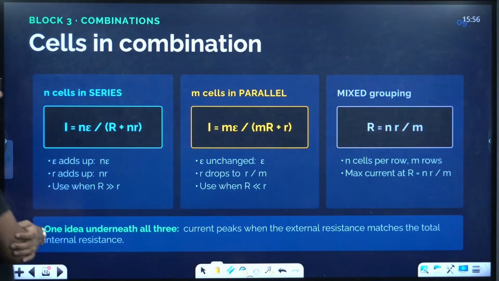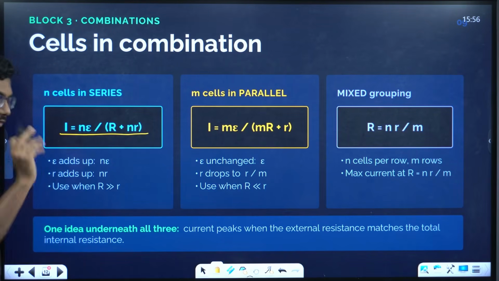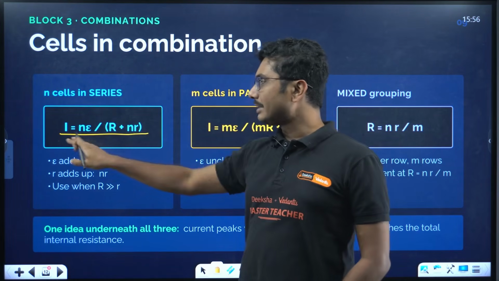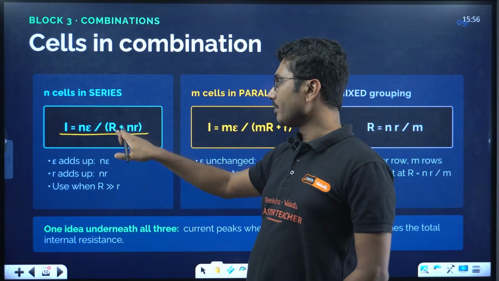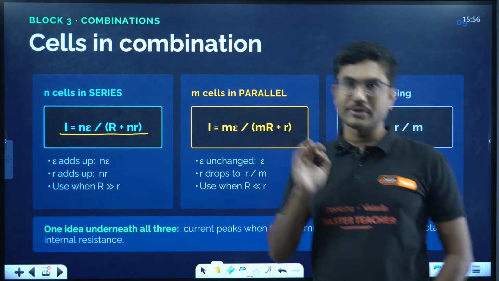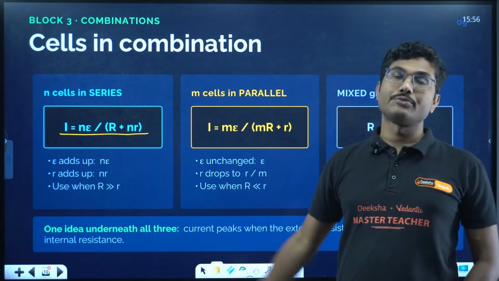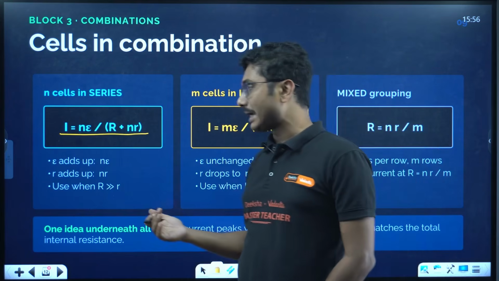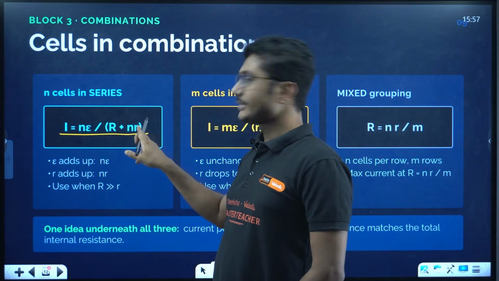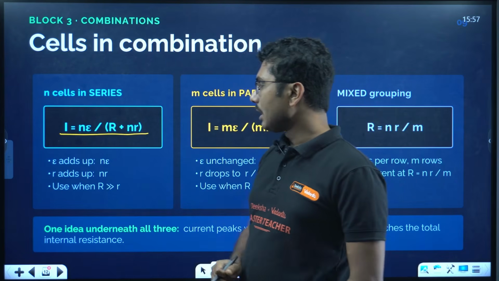Now, if n number of cells are in series having equal EMF and resistances, this is a shortcut formula: for n equal-valued EMFs in series, the current in the circuit is n epsilon divided by R plus nr. Remember, this is a very important question for MCQs, for boards, and for KCET as well. So epsilons add up, resistances add up, and this one remains the same.